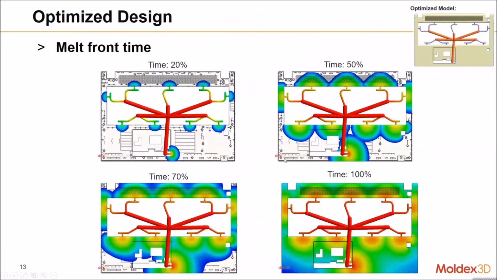We optimize our original design to look like this. Upper right, you can see the optimized model. We increase our gate numbers and we change our gate location. From this melt flow pattern, you can see at the 70% time stage, the melt flow becomes better than the previous design, and we can predict the melt will flow to the end of the part. So it can reduce the weld line and also prevent air trap on our part.